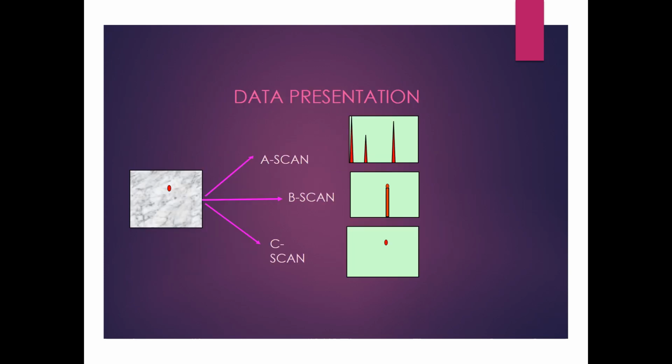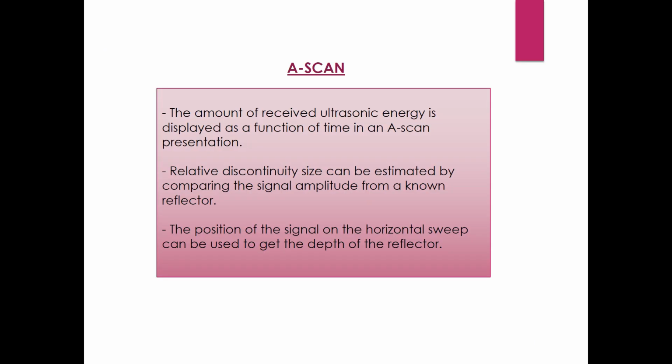Next, for data presentation, information and data from ultrasonic testing can be presented in three formats. First is A-scan, second is B-scan, and the third one is C-scan. In an A-scan presentation, the amount of received ultrasonic energy is displayed as a function of time. Relative discontinuity size can be estimated by comparing the signal amplitude from a known reflector. The position of the signal on the horizontal sweep can be used to get the depth of the reflector.